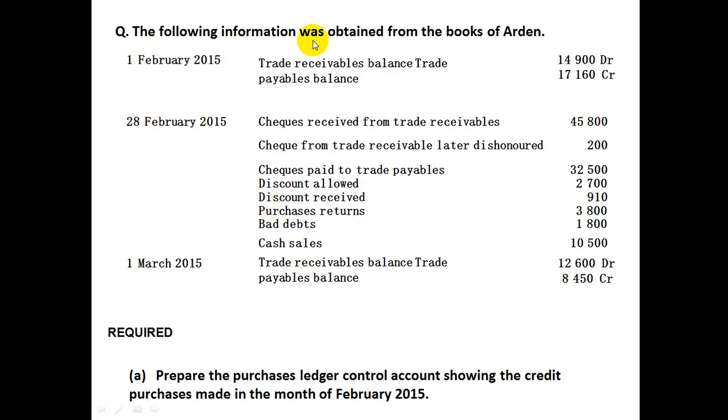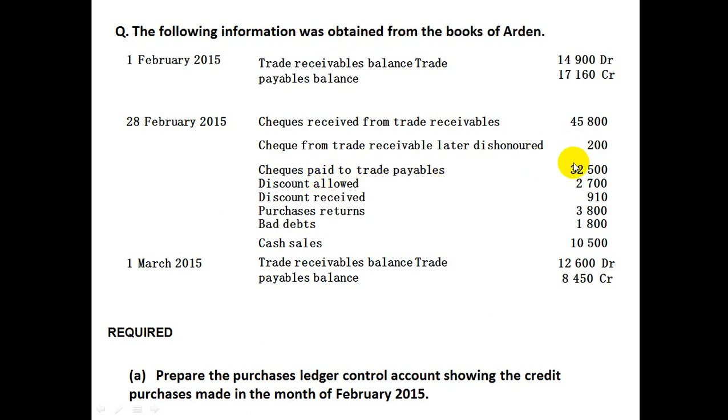Question. The following information was obtained from the books of Ardent. Trade receivable balance debit. Trade payable balance credit. During February, checks received from trade receivables. It has the relationship with the sales ledger control account. Checks from trade receivables later dishonored. The dishonored checks we take in the debit side of trade receivable.